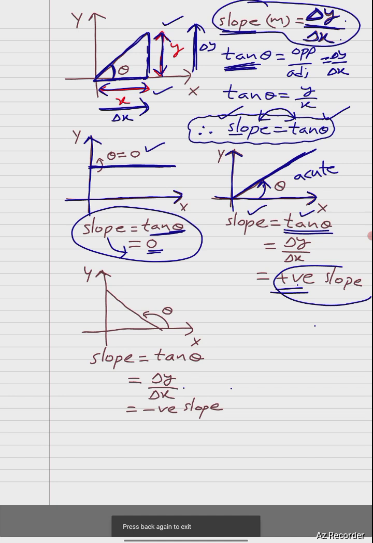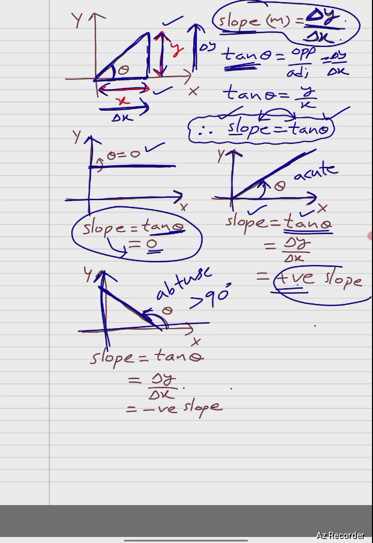Okay, now look at another graph. Here the graph is somewhat strange. It is like this now. Now the angle is obtuse. The angle is obtuse. That means angle is more than 90 degrees. So for the angles more than 90 degrees, the tan theta value turns out to be negative. That means slope is negative. Remember, whenever this line is making obtuse angle, the slope is negative.